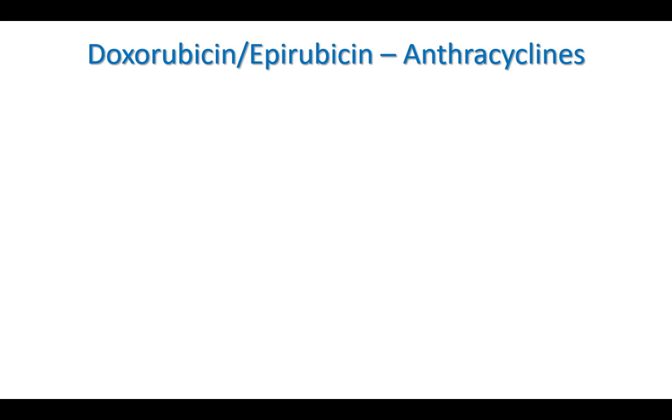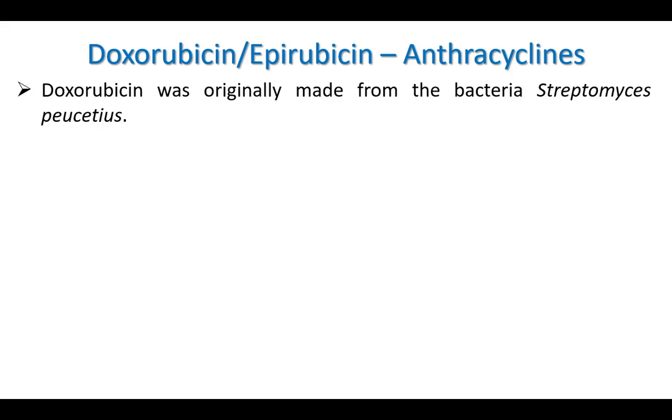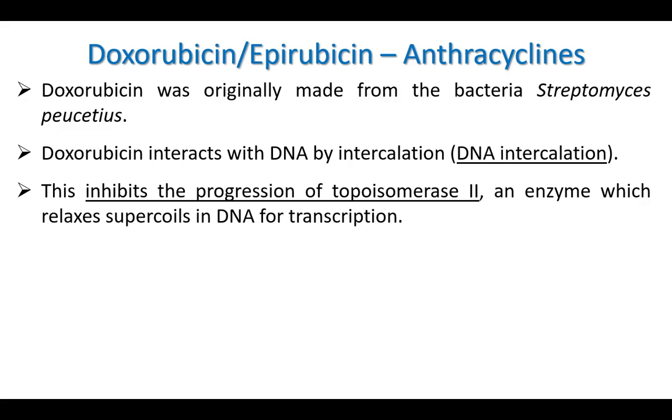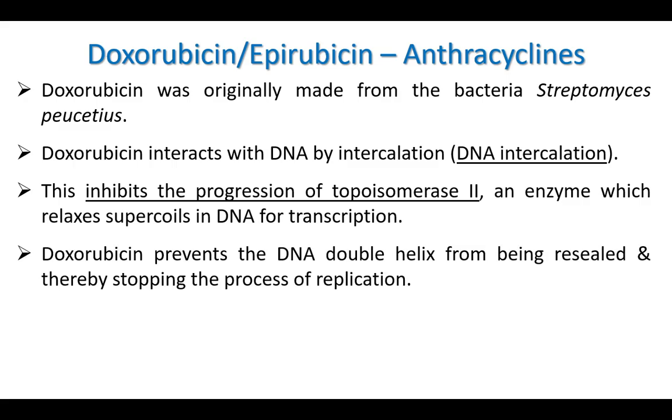So now let's go into specific drugs. Doxorubicin, you know already. It's an anthracycline. It was originally extracted from a bacteria. It intercalates DNA, so its mode of action is it interacts with the DNA by DNA intercalation, and also inhibits the progression of topoisomerase 2. That's an enzyme which relaxes the supercoils of DNA for transcription. So doxorubicin is preventing the DNA double helix from being resealed, and so it stops the replication and cellular proliferation.